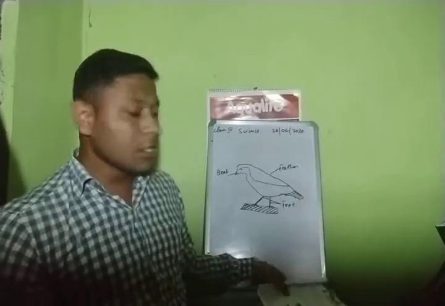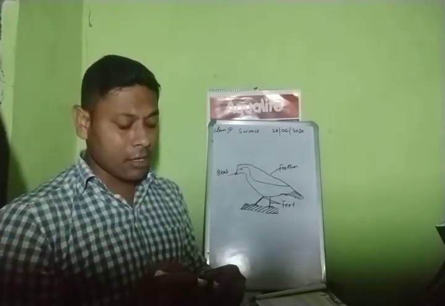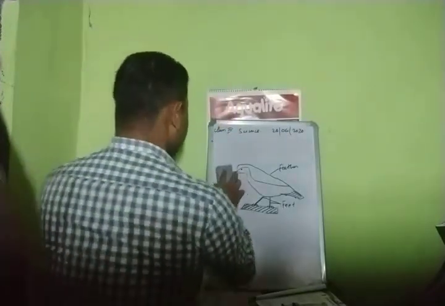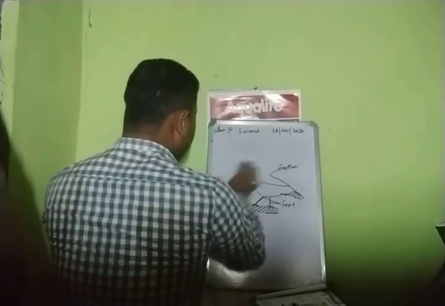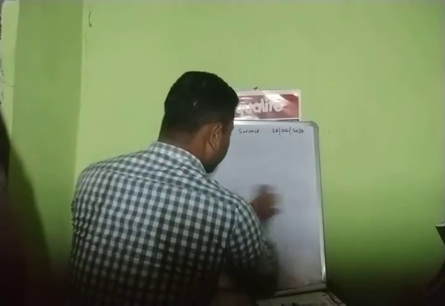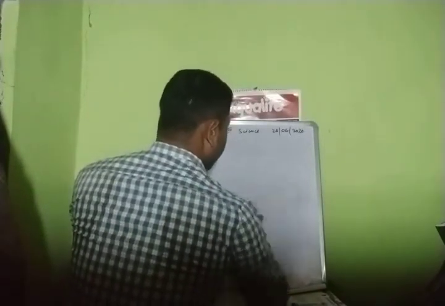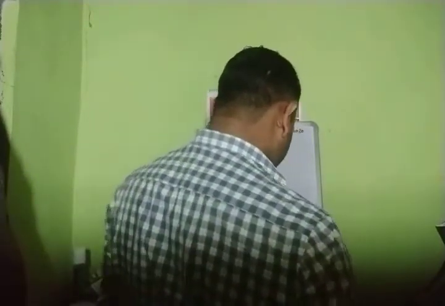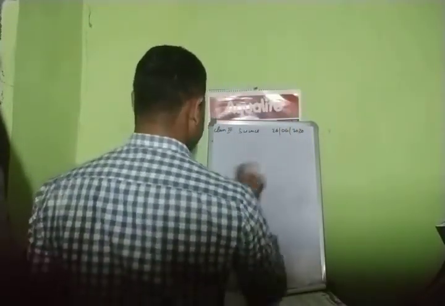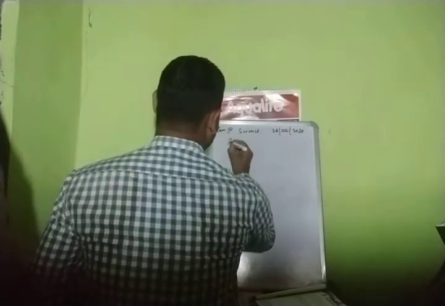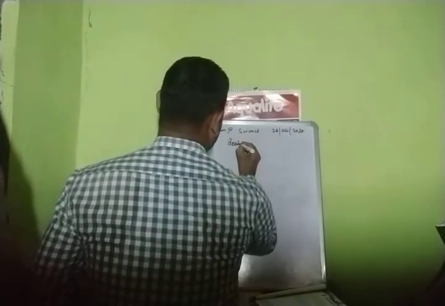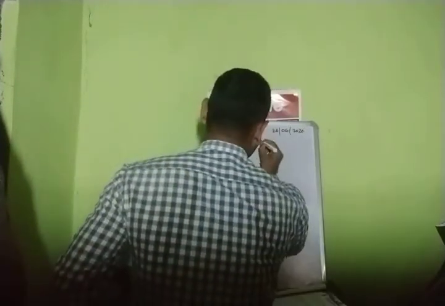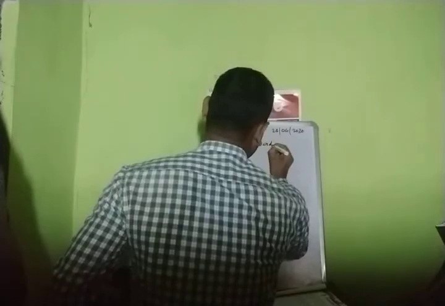Next, we'll be talking about the beaks of the birds. All the birds do not have the same kind of beak. All the birds are not the same, so their beaks also are not the same. They have different kinds or types of beaks. So today we will be talking about the beaks of the birds.